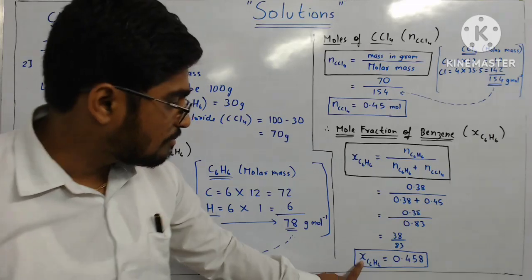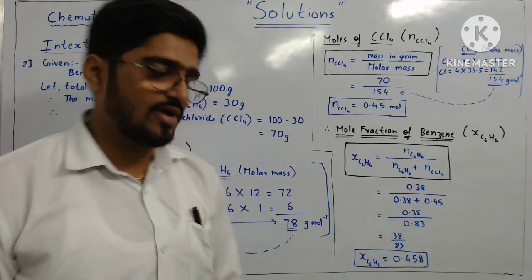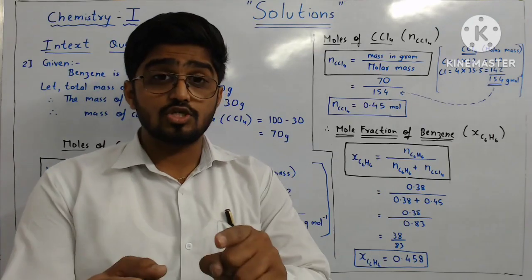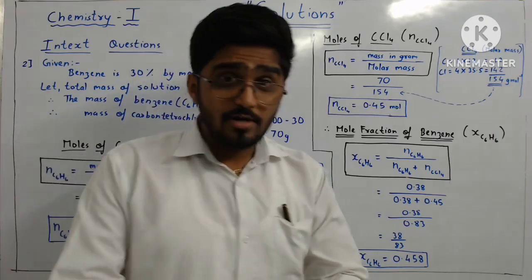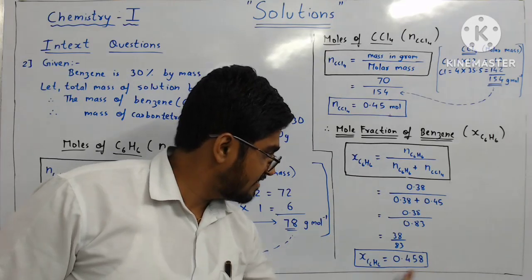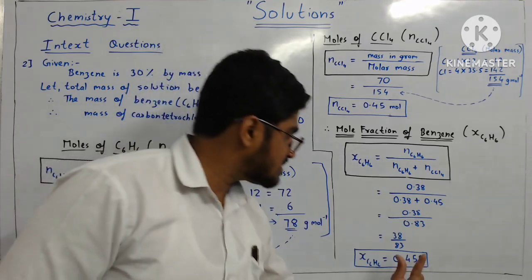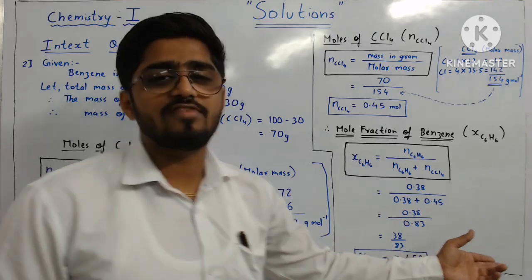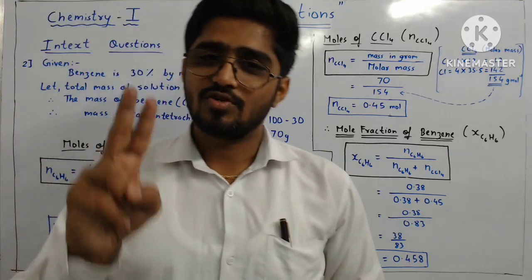So what answer did you get? The mole fraction of benzene is 0.45. In the question it was asked only for the mole fraction of benzene. Students, if they had asked for the mole fraction of carbon tetrachloride, what would you do? As I told you, imagine the whole cake as 1. If this is the mole fraction of benzene, then how will you find the mole fraction of carbon tetrachloride? It is 1 minus this value. If you subtract this value from 1, the remaining value will be the mole fraction of carbon tetrachloride. In this way, we have done our second question.